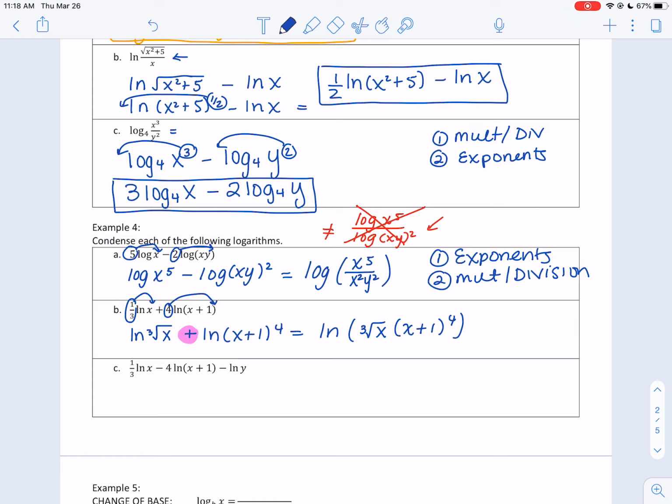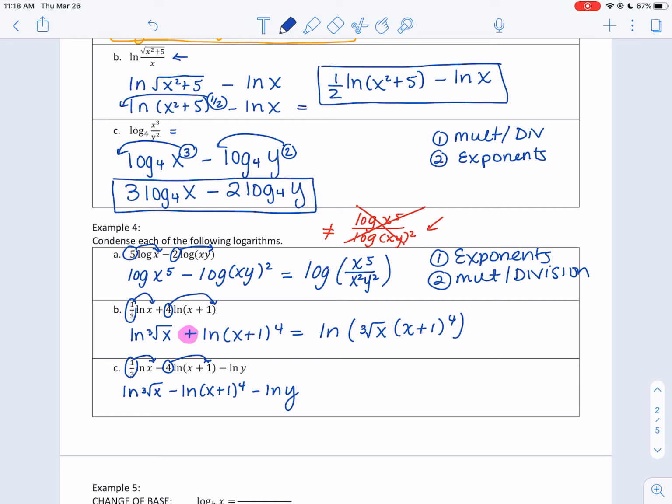If you look at the next example here, it looks very similar, but certain things have changed also. Again, we still deal with our exponents first. Let's take those exponents and let's move them back. So we would have the natural log of the cube root of x minus the natural log of x plus 1 to the 4th minus the natural log of y. If you look here, notice that the last two terms are being subtracted.